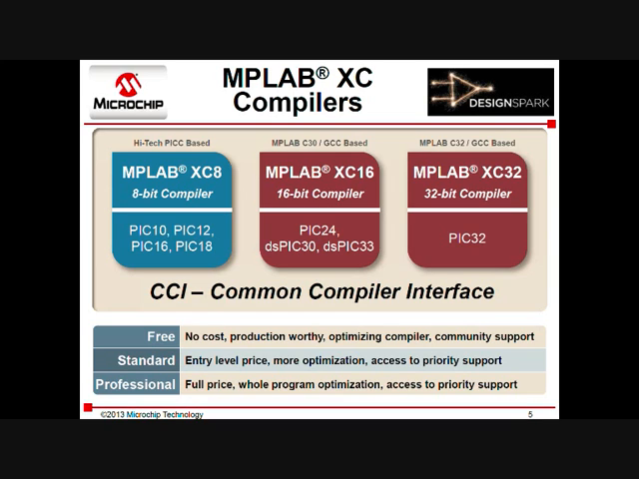Talking about compilers, Microchip offers C compilers, and we basically have three: one for the 8-bit microcontroller, one for the 16-bit microcontroller, and one for the 32-bit microcontroller. All of them can be downloaded for free from our website, and the free version is not limited at all. You can do whatever you want with the free version. The only thing the free version doesn't do is automatic optimization.